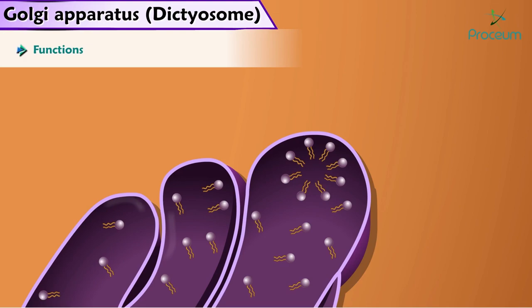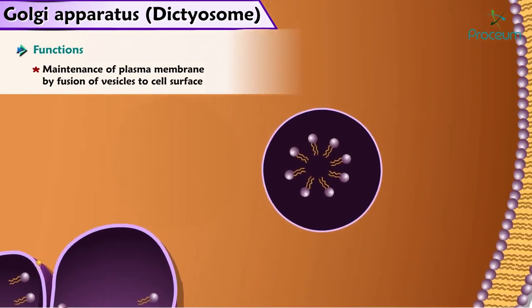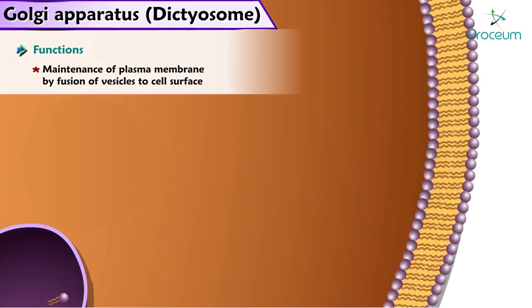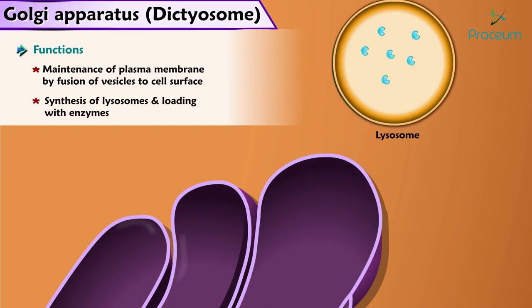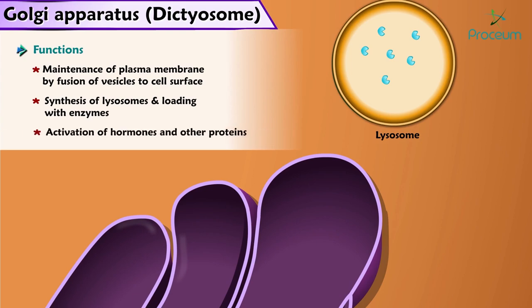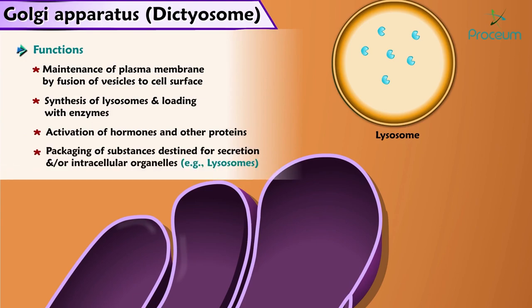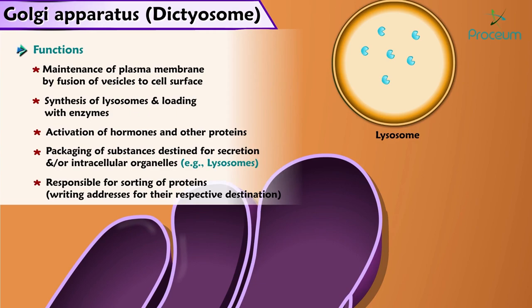These functions include maintenance of the plasma membrane by the fusion of vesicles containing a phospholipid bilayer to the cell surface, the synthesis of lysosomes and their loading with enzymes, the activation of hormones and other proteins, and the packaging of substances destined for secretion and/or intracellular organelles, such as lysosomes. Therefore, the Golgi apparatus is mainly responsible for sorting proteins, for example, writing addresses for their respective destinations, and processing proteins.